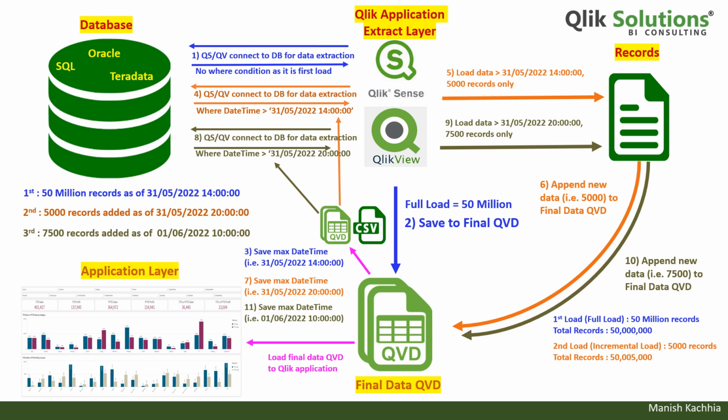And now at the end of the third load, which is the incremental load, we have 50,012,500 records. So this is the way we can do the incremental load, and this process will keep continuing and we will get our final QVD. So now by a real-time example, we will see how incremental load works.